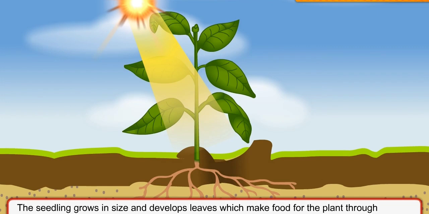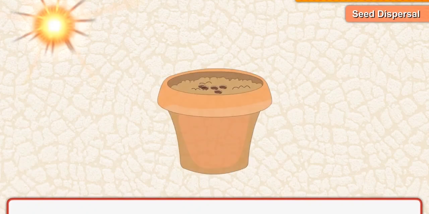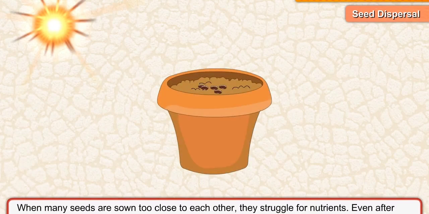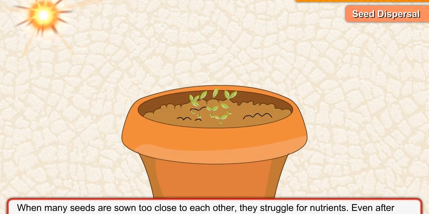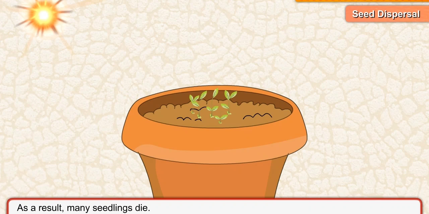The seedling grows in size and develops leaves which make food for the plant through photosynthesis. The roots of the plant absorb water and minerals from the soil. Seed dispersal. When many seeds are sown too close to each other, they struggle for nutrients. Even after germination, the seedlings do not get enough sunlight, air, water, and space. As a result, many seedlings die.